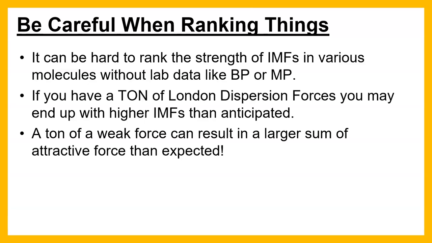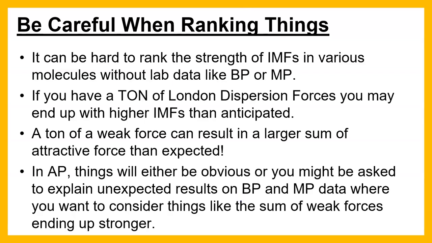When you're being asked to rank things, they will either be very obvious, like a nonpolar thing versus something with hydrogen bonding, right? Like very obvious. Or you'll be asked to rank two polar things using electronegativity differences. Or they may give you something with unexpected results. And then you have to look at things like the surface area, or the amount of London forces that are present, things like that.